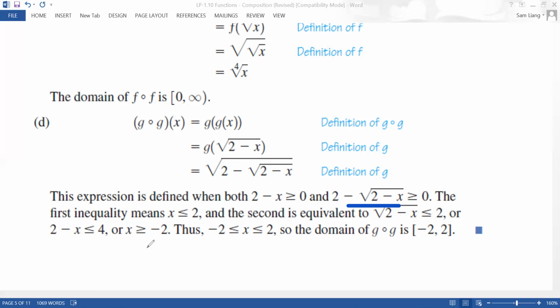So therefore, if you draw the number line, that first inequality was x is less than or equal to 2. So that's everything here, right? And then this part is x is greater than or equal to negative 2. That's that part here. So the overlap is this inside portion. Between negative 2 and 2 is where it's defined. So the domain is negative 2 to 2, inclusive of both values. If you need to copy part D, please pause the video here.